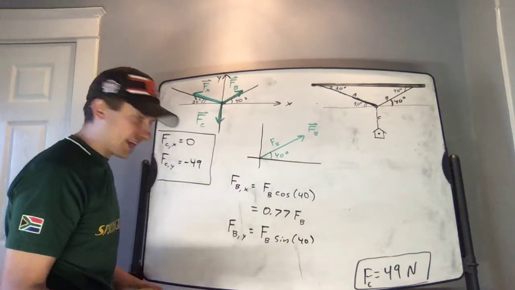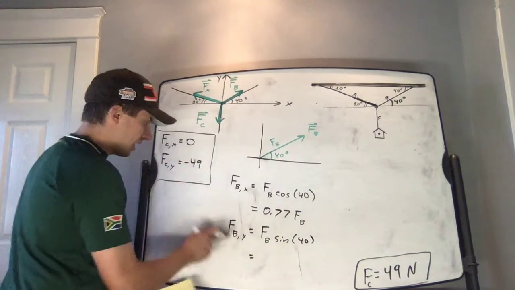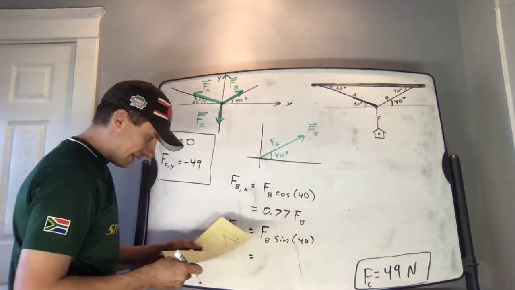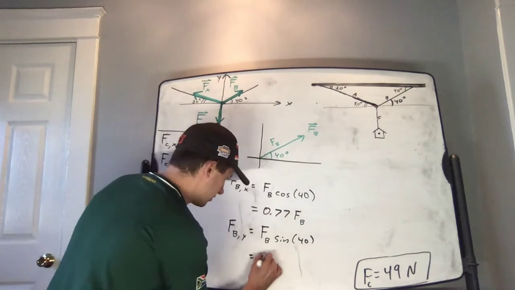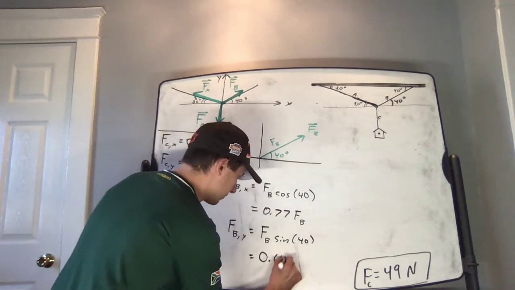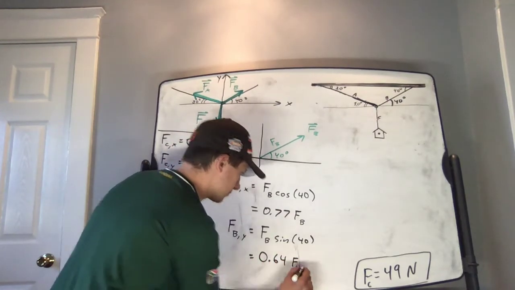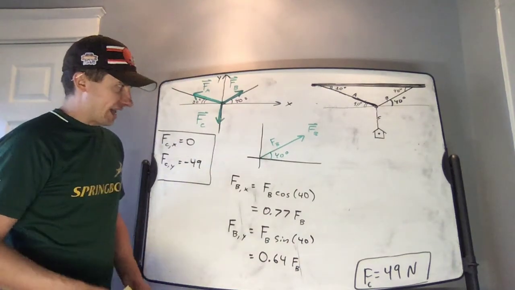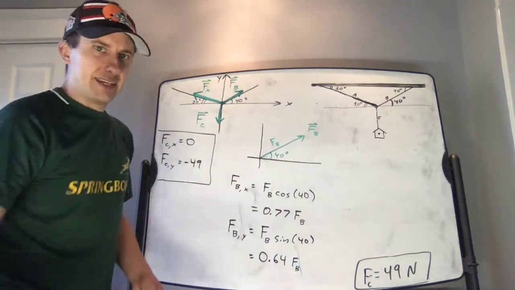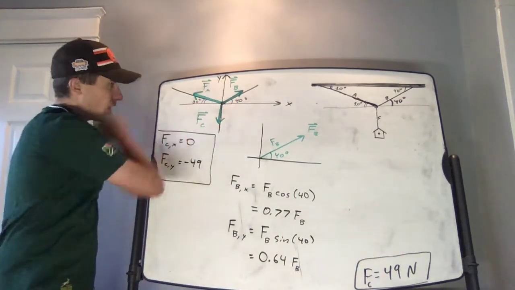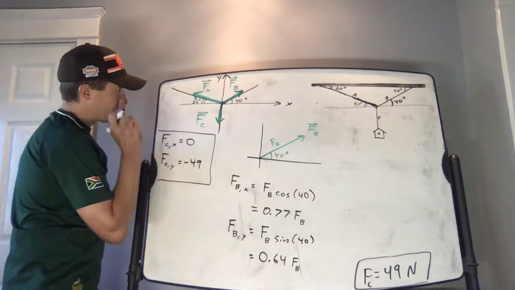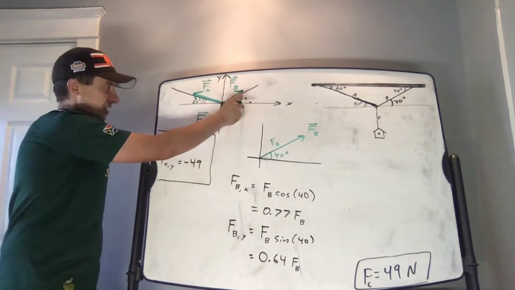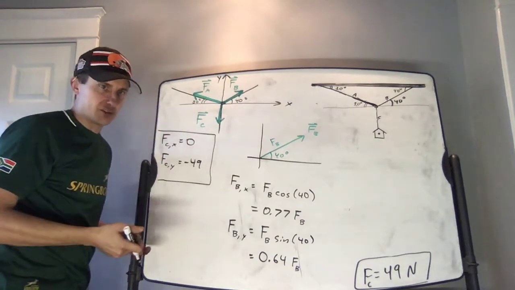And when I put this in a calculator, I get the force of tension in cable B in the Y direction is 0.64 FB. I'm going to do the exact same thing for cable A. The only difference is cable A points off in the second quadrant, so I need to be careful. I'm not going to say cosine and sine of 20 degrees. I'm going to say cosine and sine of 160 degrees.